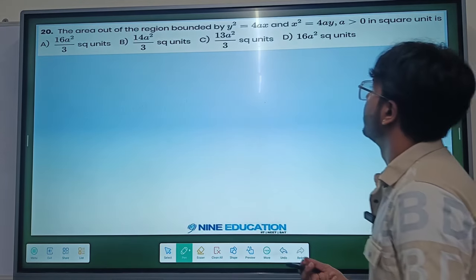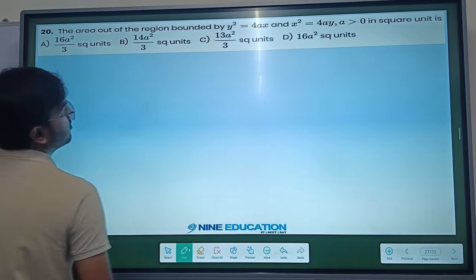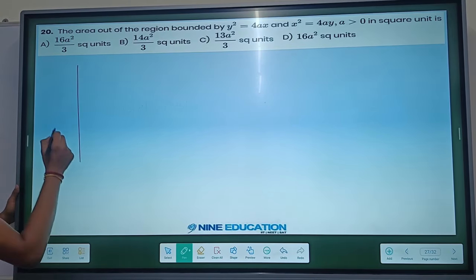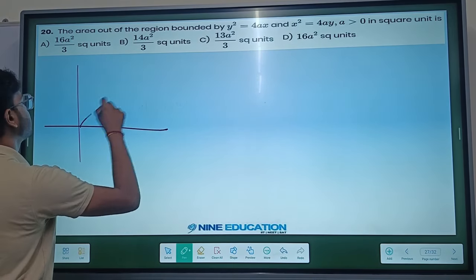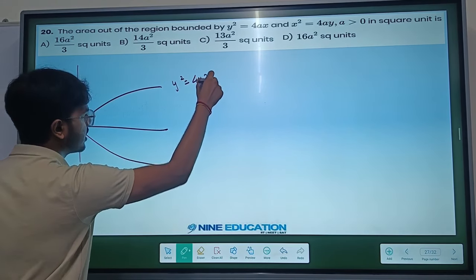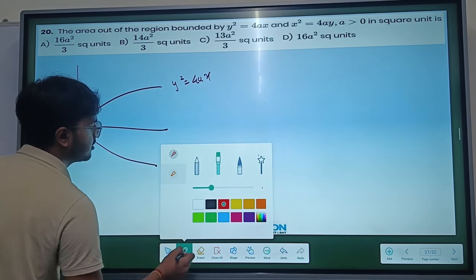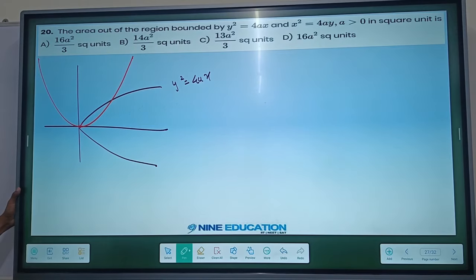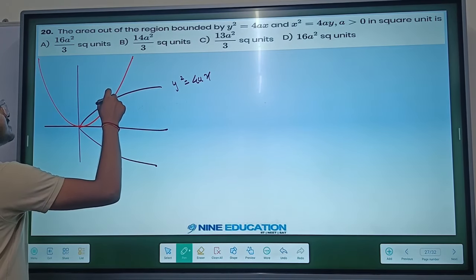Next question, area of the region bounded by y square equal to 4ax and x square equal to 4ay. A is positive. So both are parabolas. This is the parabola y square equal to 4ax, and how is the parabola x square equal to 4ay? It is something like this, the parabola x square equal to 4ay. Both of them intersect at this point.